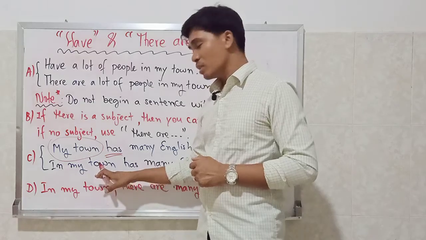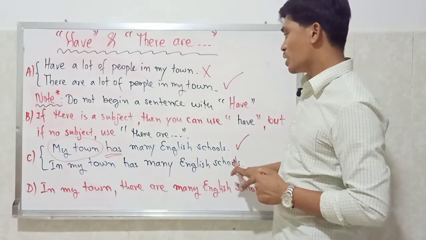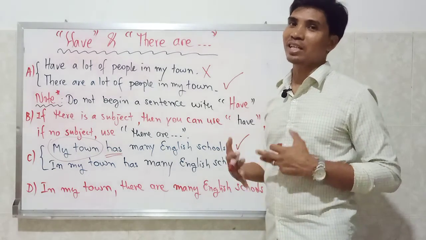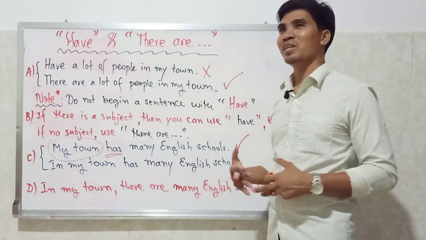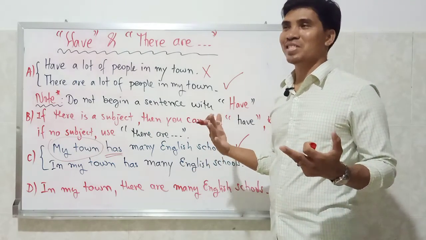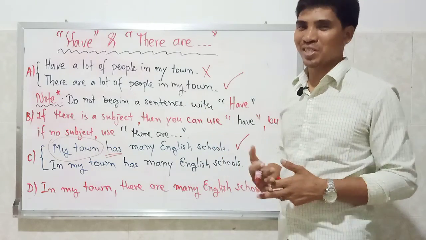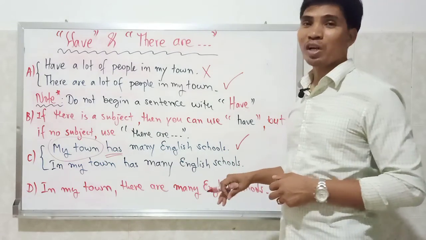"In my town has many English schools." This one is a very big confusion for Cambodians who study English. They always use sentences like that. For example, they always say, "In my class has 20 students." That is wrong English.